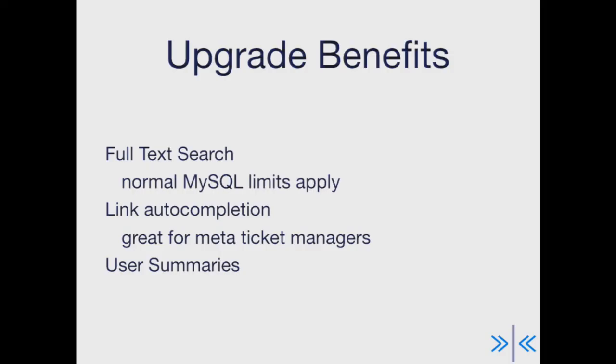But upgrades that I'm working on, the biggest thing that you will get is RT 4.2 has native MySQL full text search support rather than bolted on full text search support, so we'll enable it once we finish the upgrade. The linking between tickets, mostly for people handling Meta 5.21 releases, 5.22 releases, now autocompletes, so you don't have to remember or copy and paste bug IDs all around. You can actually search for them. And we'll see if user summaries are useful to you guys.